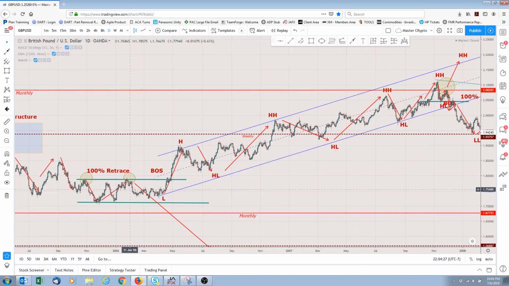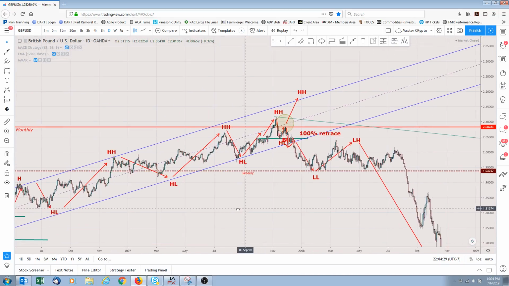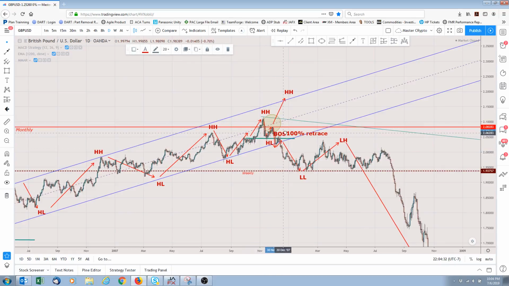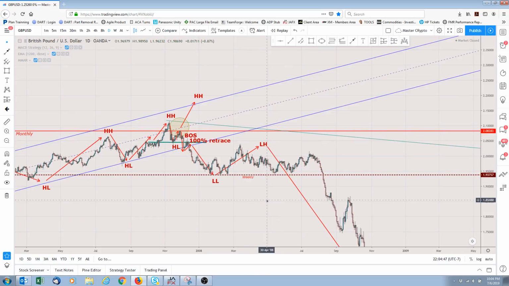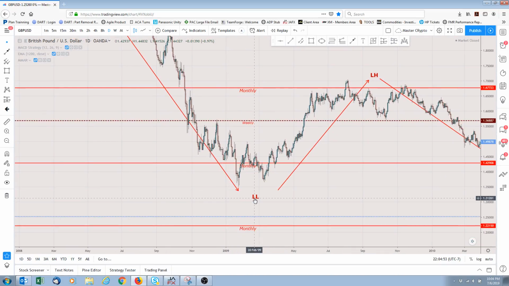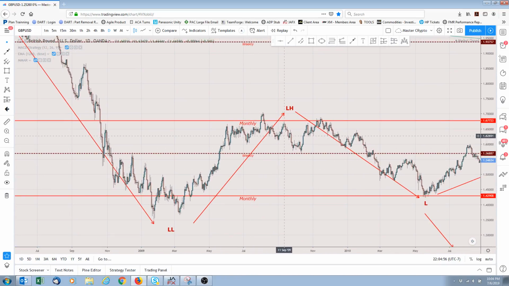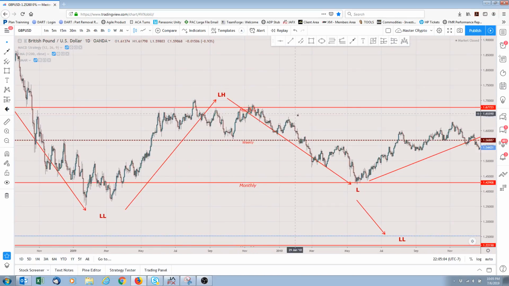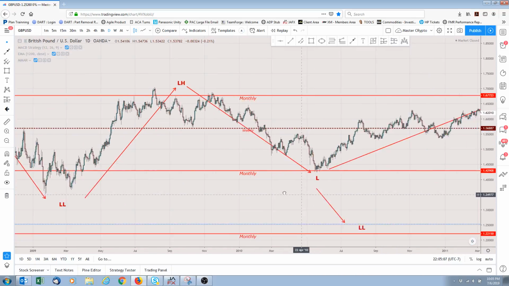So see here, price was coming up, up, up, made a break of structure, and when there's a break of structure, you see price make a 100% retrace. It came up and came down. This is where the 100% retrace was broken, and it made a lower low. Then it made a lower high, and then it dropped, made a lower low, came up to the monthly level, made a lower high, and then continued down. It got rejected by our monthly level. This is our monthly level, got rejected, came down.